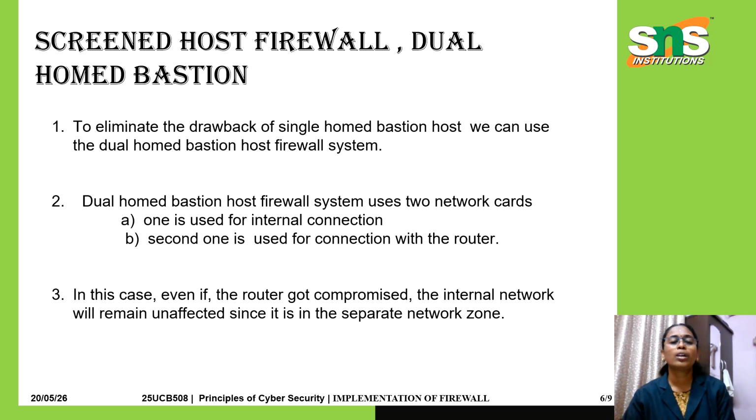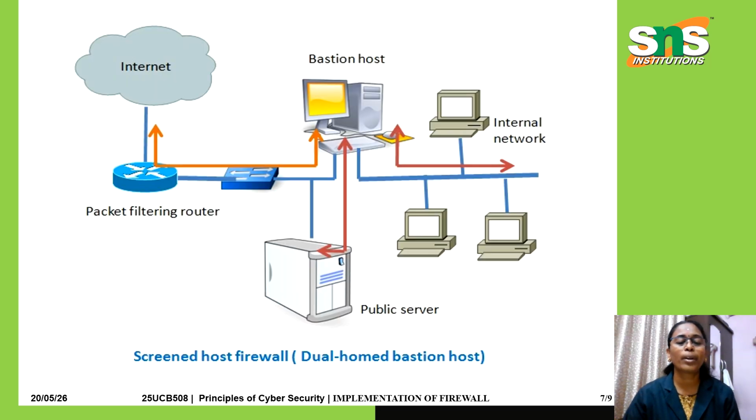The next one is the dual homed bastion. To eliminate the drawback of a single homed bastion host, we can use a dual homed bastion host firewall system. The dual bastion host firewall system uses two network cards. One is used for the internal connection and the second one is used for the router. Even if the router gets compromised, the internal network will remain unaffected since it has a separate network zone. This is a pictorial representation of a dual bastion host.